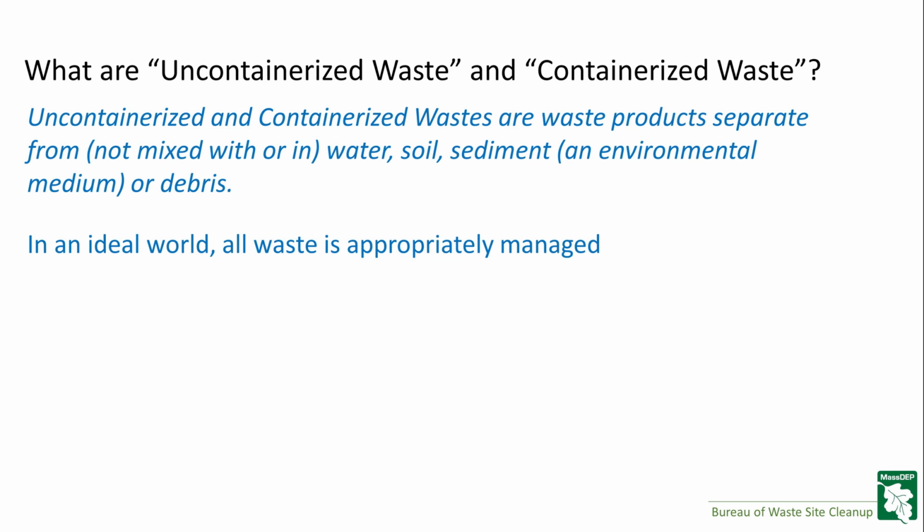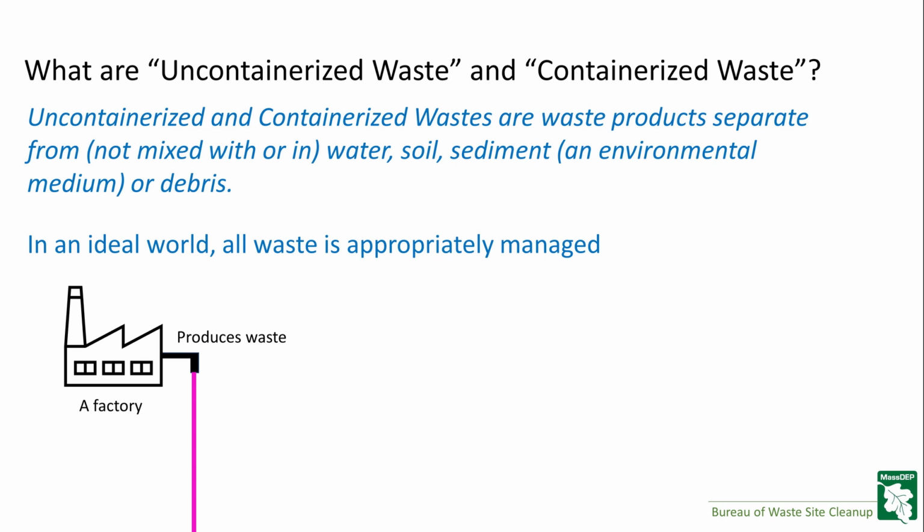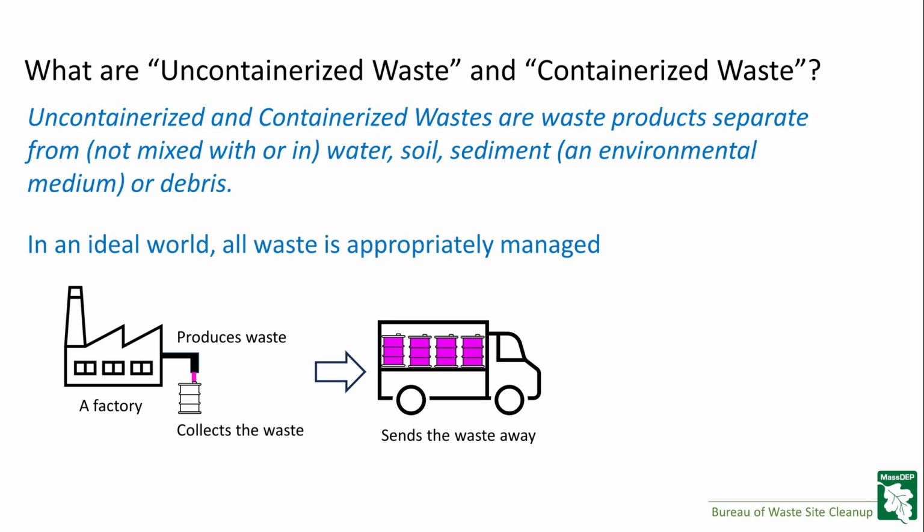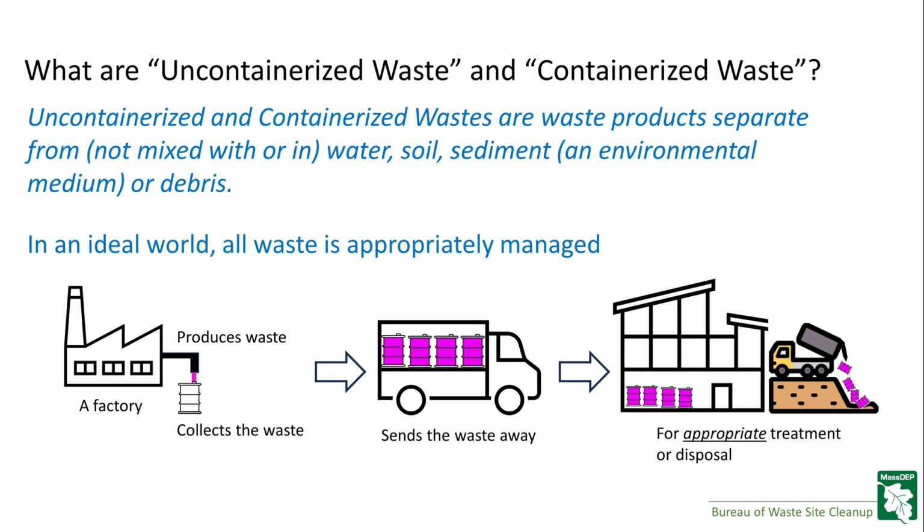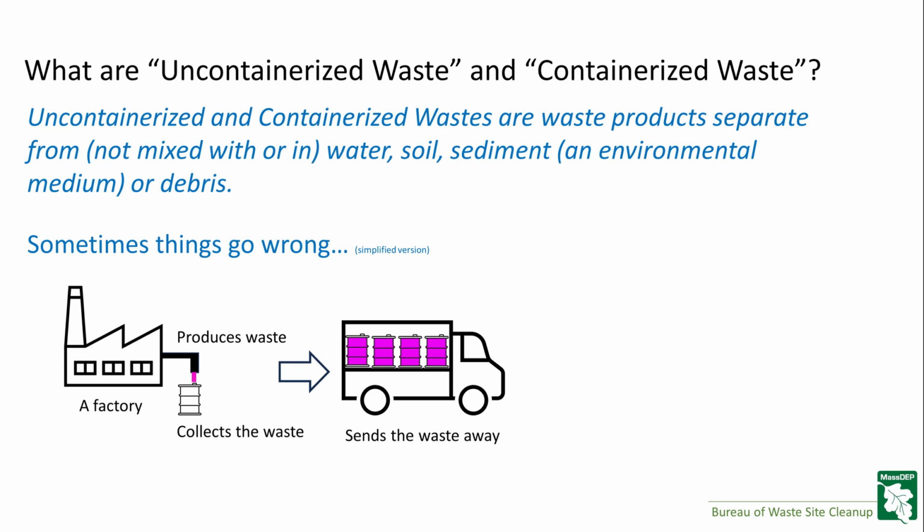So now that we have the terminology straight, let's take a look at this from a different angle. In an ideal world, all waste is appropriately managed, and we'll start with a factory. And our factory, as much as we try to minimize it, does produce waste, but that waste is appropriately collected, and we send that waste away for appropriate treatment, perhaps reuse or recycling, or, if we can't help it, for disposal. And that waste management process has been working well for our little factory until sometimes it goes wrong.